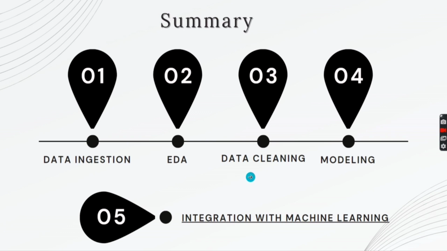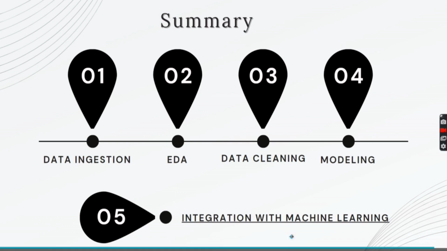After that, we see the data cleaning and preprocessing. In data cleaning and preprocessing, we do the basic fillna and clear up the missing values. Then after that, we go into modeling, where we get to see the advanced data types as well. And also we work on advanced pandas techniques. Then we integrate it with machine learning, where we see linear regression as our model.